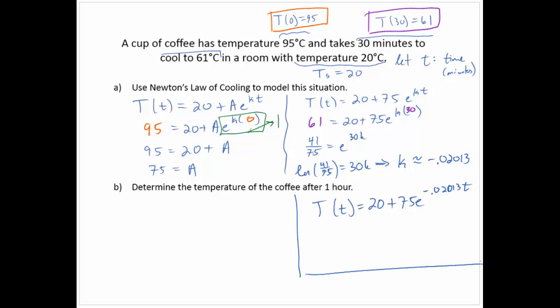Now determine the temperature of the coffee after 1 hour. Since I've let t represent the time in minutes, then I would need to evaluate T of 60. So T of 60 would be 20 plus 75 e to the negative 0.02013 times 60. And at this point I use a calculator to evaluate the expression, yielding about 42.4 degrees Celsius.